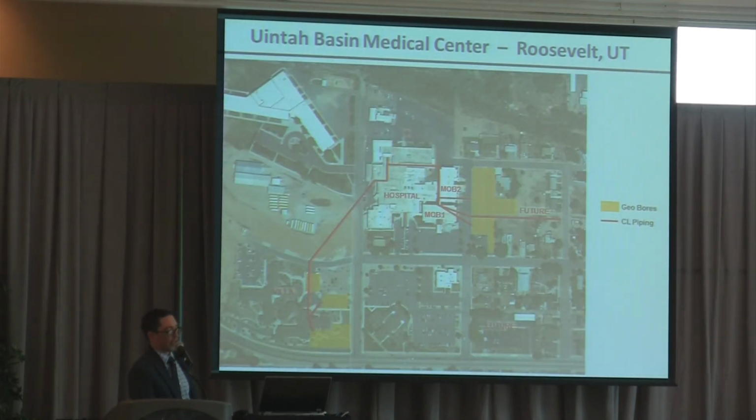You can see here's a layout of the campus. The yellow are the areas where they've done geothermal borehole drilling. You can see there's the main hospital here, the first office building, medical office building number 1 here, medical office building number 2 over here, and the villa is the care and rehab facility.